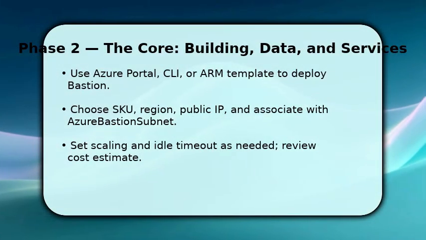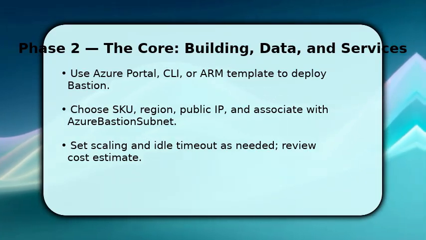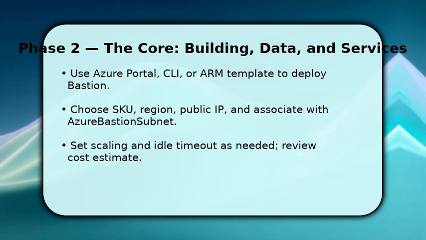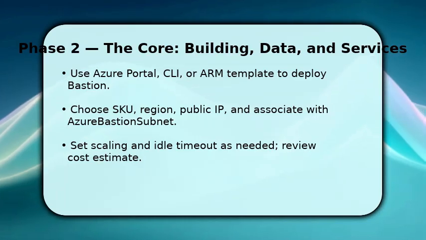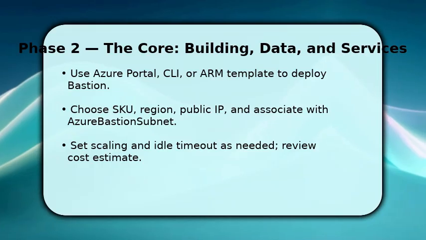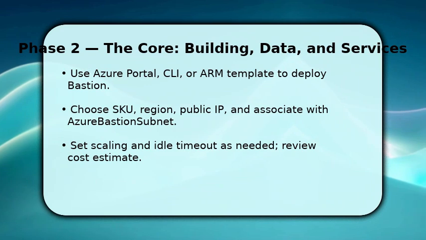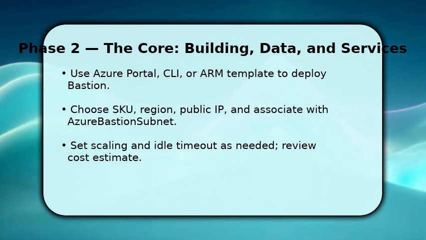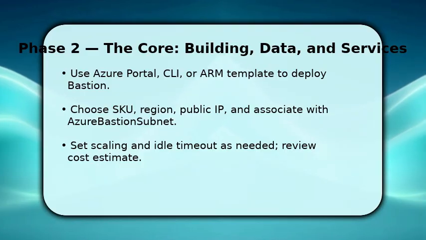You now create the Bastion service, picking Portal for visuals or CLI for automation. Select the same region as your VNet, choose a Standard SKU, and provision a new public IP. Associate the resource with the AzureBastionSubnet you prepared. When using CLI, pass public IP address and VNet name parameters. Adjust idle timeout and scaling to balance cost versus connectivity. Once deployed, Azure will manage the session broker and jump host, so you don't expose RDP/SSH ports directly.